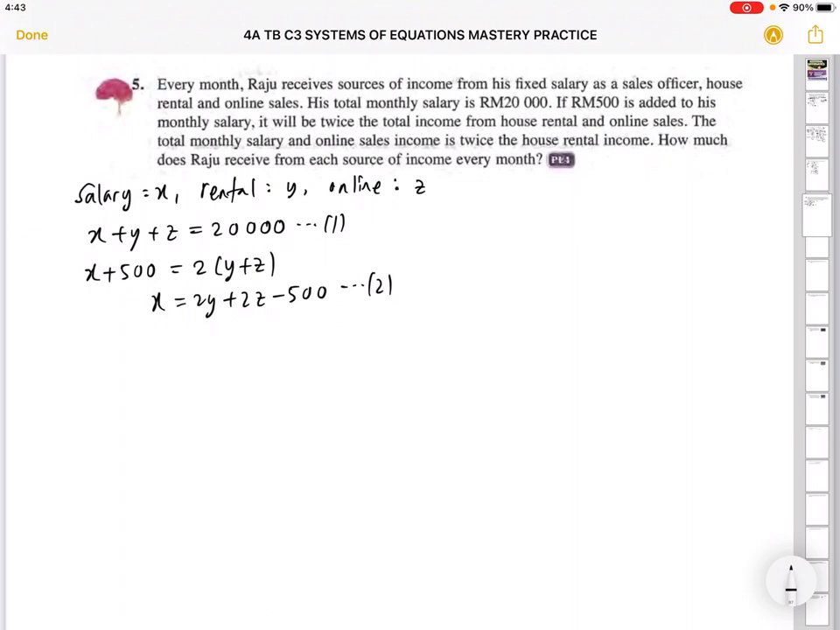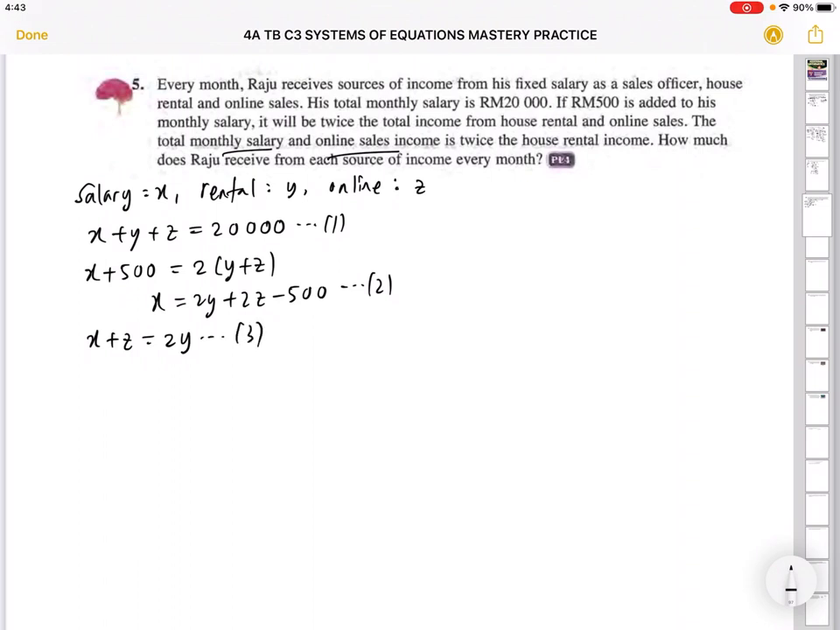Okay, so the total of monthly salary and online sales, that means salary is X, online sales is Z, is twice the house rental. House rental is Y. Again, I look at it, maybe should I make X the subject? I really make X the subject there. Up to you, or just leave it. Equation number 3. So be flexible, anything also can.